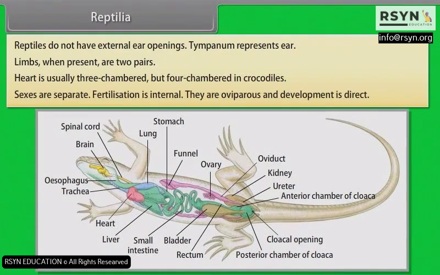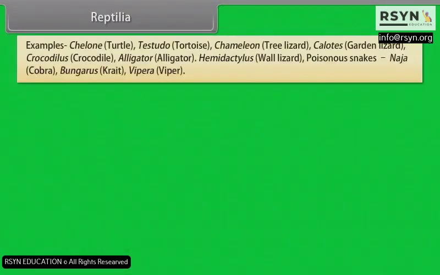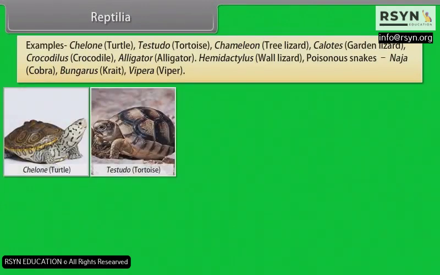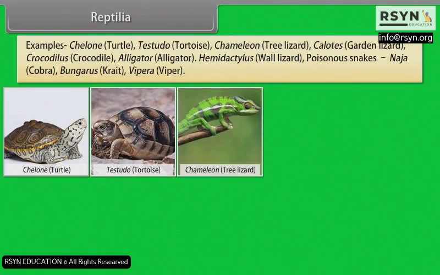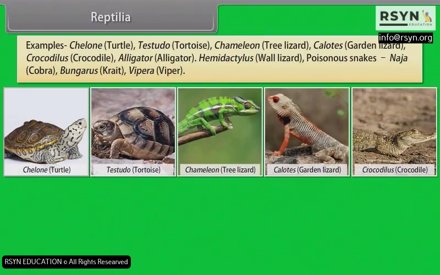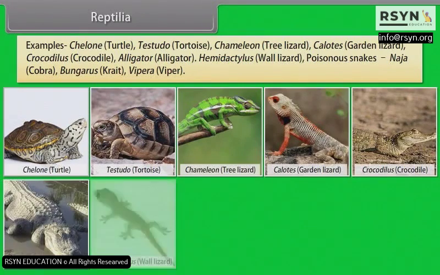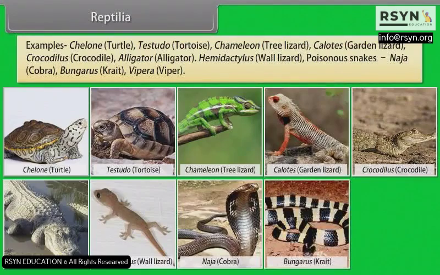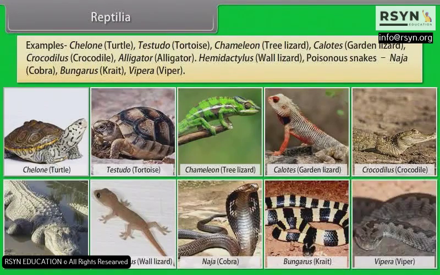Sexes are separate. Fertilization is internal. They are oviparous and development is direct. Examples: Chelone, turtle; Testudo, tortoise; Chamaeleon, chameleon; Calotes, tree lizard; garden lizard; Crocodilus, crocodile; alligator; Hemidactylus, wall lizard. Poisonous snakes: Naja, cobra; Bungarus, krait; Vipera, viper.